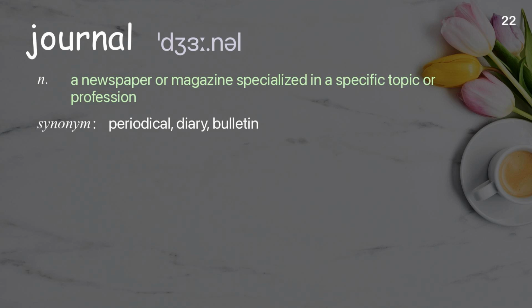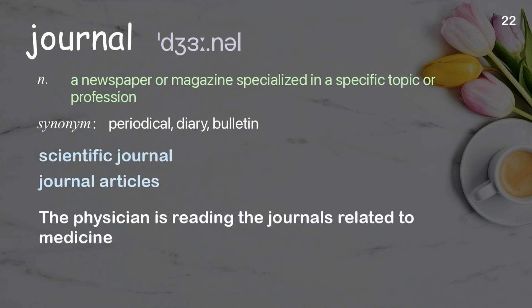Journal. A newspaper or magazine specialized in a specific topic or profession. Examples: Scientific journal. Journal articles. The physician is reading the journals related to medicine.